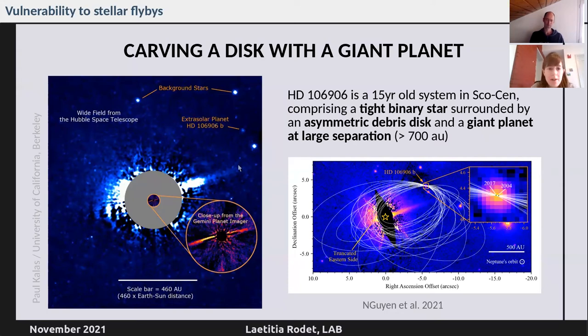Of course, this giant planet has a very large orbital period, and so its orbital architecture is not very well constrained. We're very lucky that a team was able to measure a relative motion of the planet over more than 10 years. But this motion is not enough to really constrain the architecture, of course. So looking at the debris disk and how you can create all the structure we observe could be a way to help constrain the properties of this mysterious giant planet that is so far away from its host star.